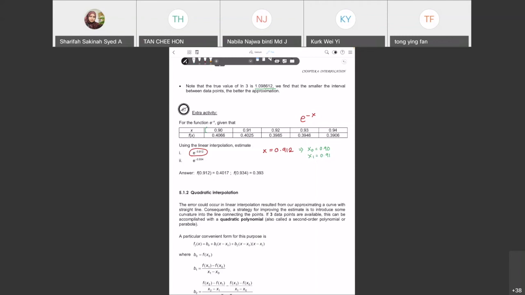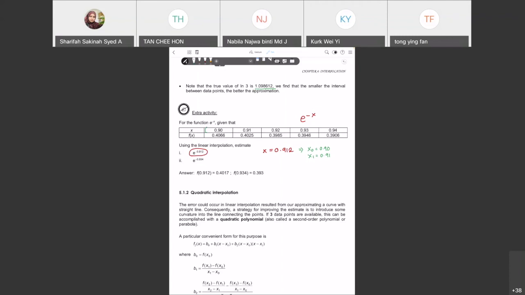What is the answer? Boleh tak guna interval ni? Cuba jawab dalam chat. Or you boleh unmute your mic. You can use this or not as your interval. Okay? Can you use this interval? So I can see some answers from the chat. Yes.